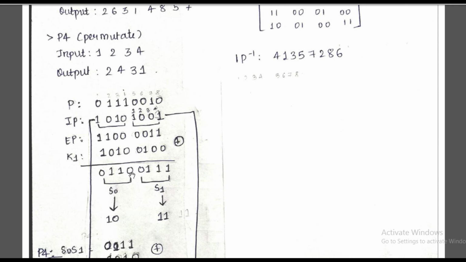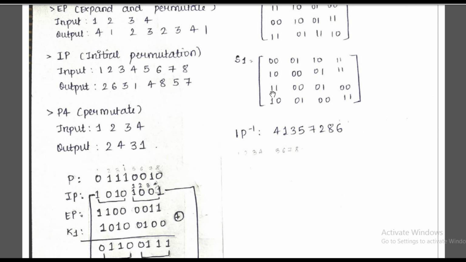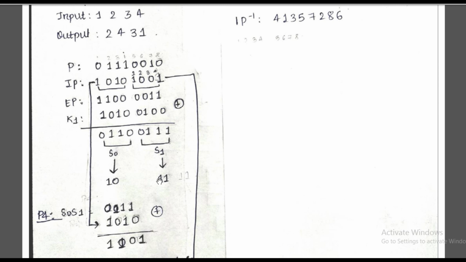Similarly for S1, we'll take 01 as row, that is first row, and then we have 11, that is 3, as the column. So here it is row 1 and 3 as column, so it will be 11. So the output of S1 will be 11.